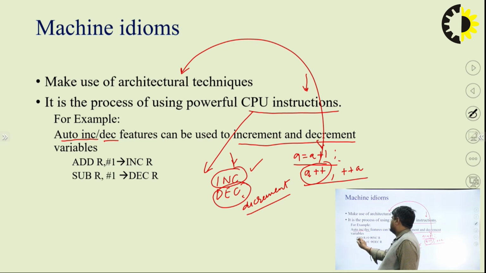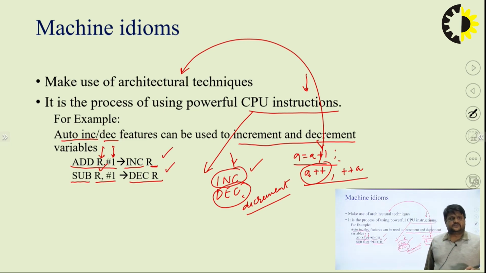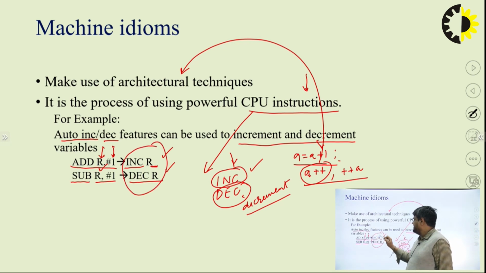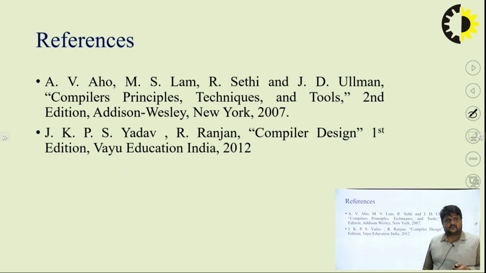So you can see here, suppose I want to add 1 to the value of R. So instead of writing add R, constant value 1, you will directly write INC R, increment R. Similarly, if you want to subtract the value 1 from the value inside R, you will directly use DEC R. So these are the machine idioms techniques that provide faster execution. Basically, these instructions are directly executed by the CPU. That's why these are faster, so it will produce faster code.